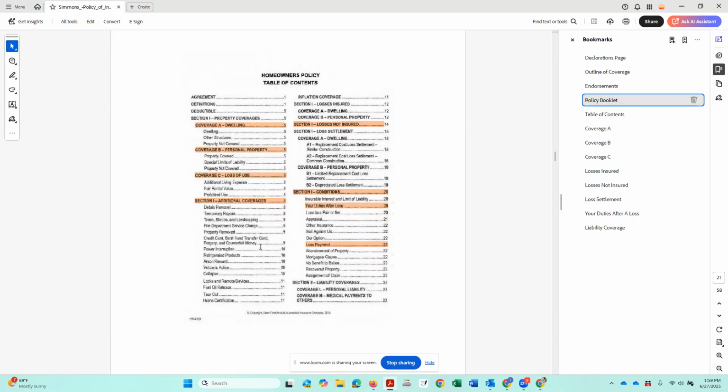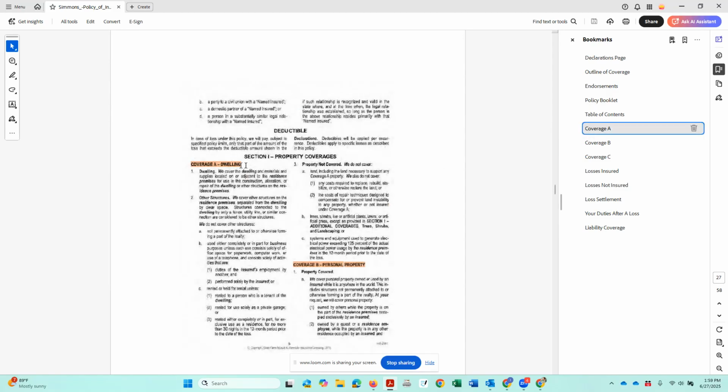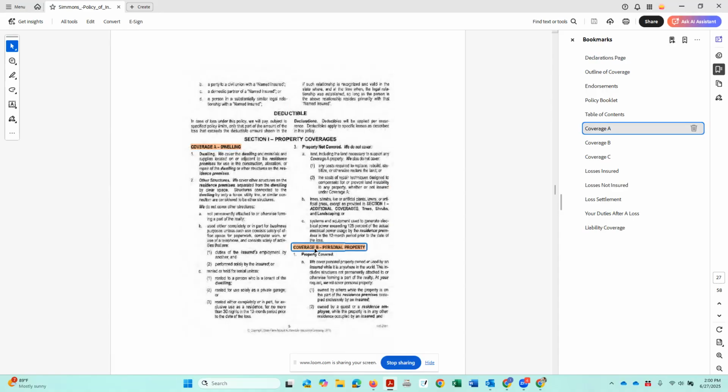This is the table of contents, obviously. I've highlighted some of the important parts. Coverage A, dwelling. These are your Section 1 property coverages. And coverage B under the State Farm lingo is personal property. Some policies word these coverages differently.